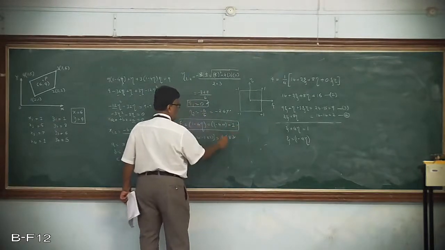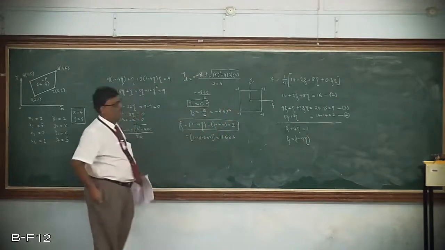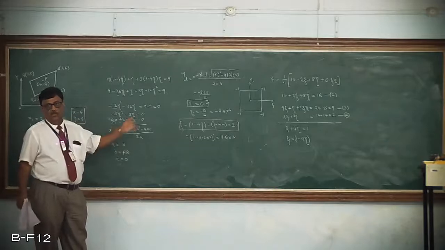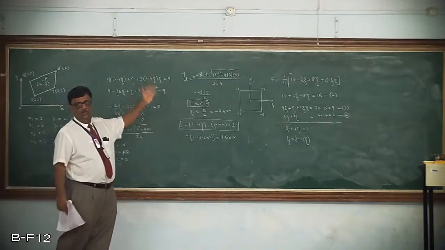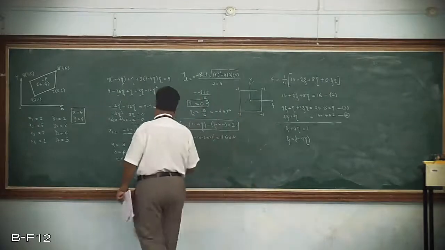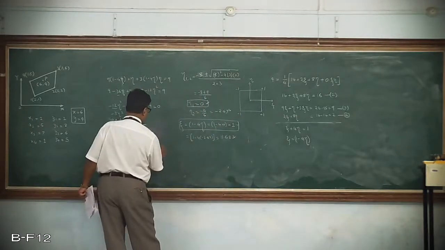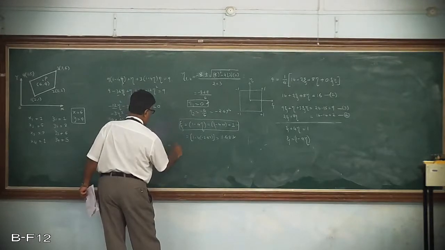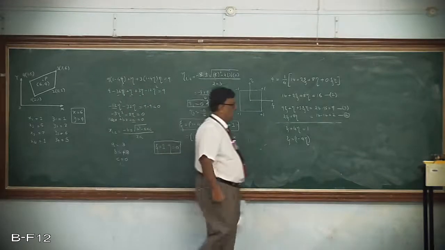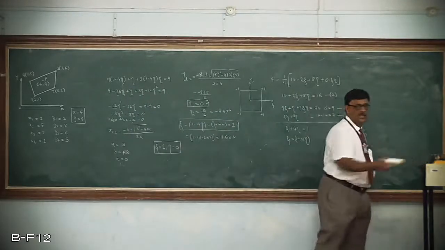It cannot be this. These two are not possible, because the maximum range in which zeta and eta vary is minus 1 to plus 1. So here also minus 1 to plus 1. Therefore our final values are zeta equal to 1, eta equal to 0. So these are going to be the natural coordinates of the given point 6 and 4.